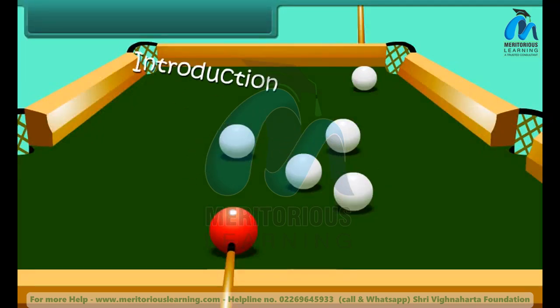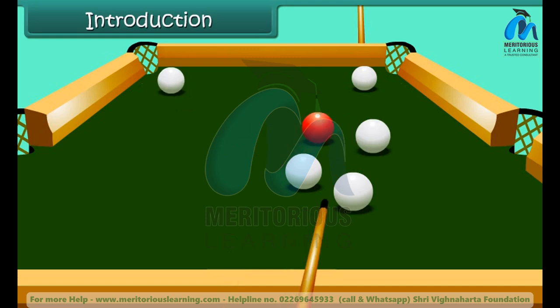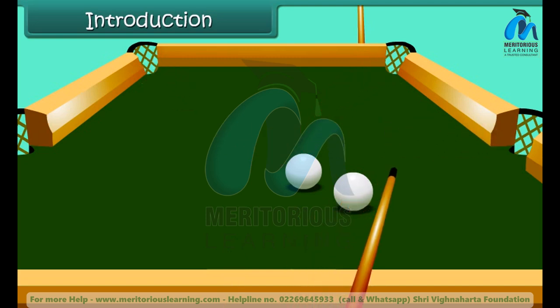Introduction. This is a pool table. When the ball is hit, it moves to a certain distance and slowly comes to halt. How and why does this happen? Let's start the lesson and find answers to such questions.